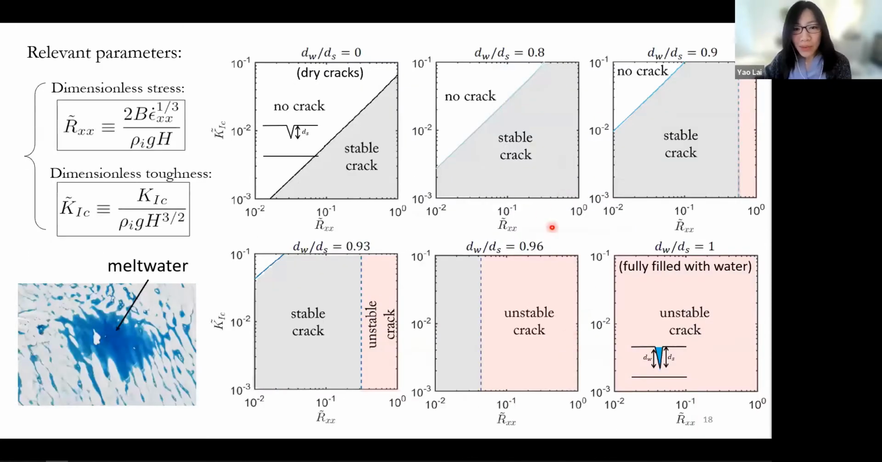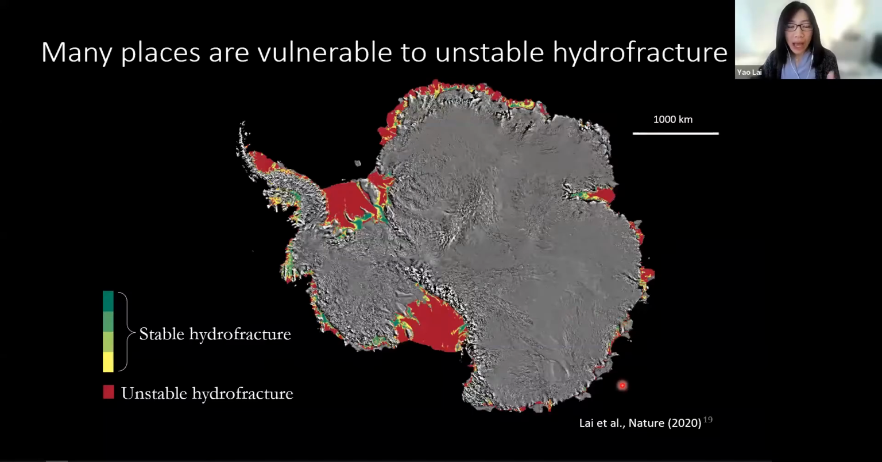So far we only looked at dry fractures without any water. A natural next question is what will happen if we add water into the cracks? And we have previously shown that crack stability switches from stable to unstable when we add water into the cracks. And here we upscale our analysis to the entire Antarctica, and show that the majority of the ice shelves, which are marked in white color here, are under physical conditions that are vulnerable to unstable hydrofracture.